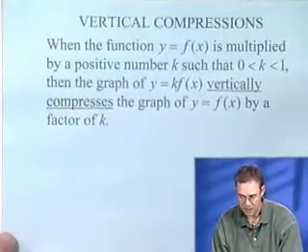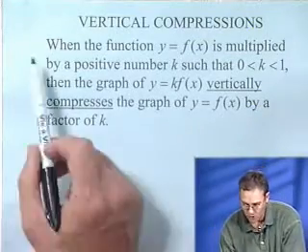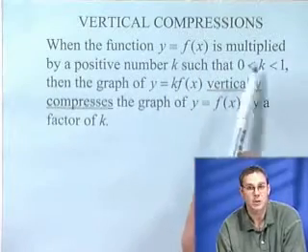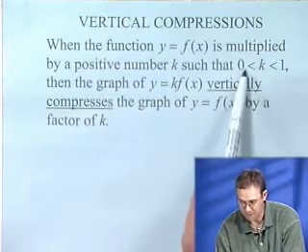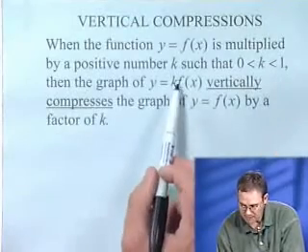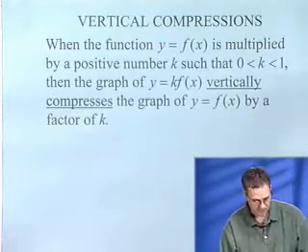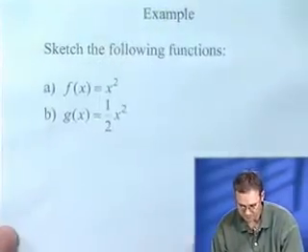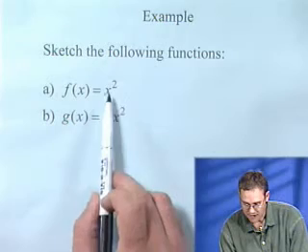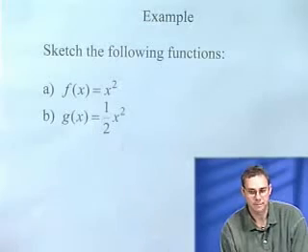Now, we could also talk about compressing the graph or flattening the graph out. Now, when will that take place? Well, if we multiply a function by a positive number k such that k is between 0 and 1. K is a fraction between 0 and 1, say a half or a third, a fourth, etc. Then the graph of k times f of x will vertically compress the graph. Okay, let's take a look at what I mean by that. Let's sketch the following two functions. Notice I have x squared in both, but in this function I'm going to multiply x squared by a half. That's going to be my k.